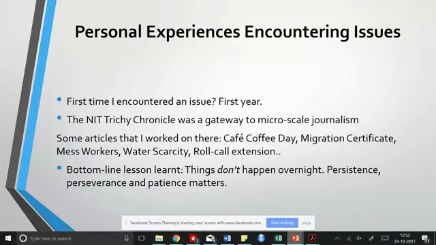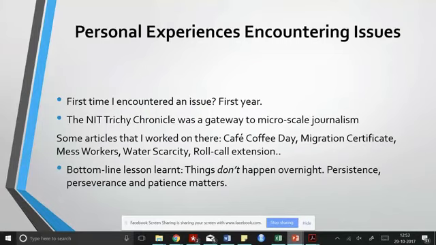So I was the editor of Chronicle for over 8 to 9 months, and it was a huge gateway for me to learn about very micro scale journalism. Some of the articles that I worked on there were on Cafe Coffee Day. I saw the evolution. I learned about how CCD evolved from 2014 until 2017, how it changed, and how long it took for people to get it into campus. It was a 2 year long period where people had to work so hard just to get it inside the campus.